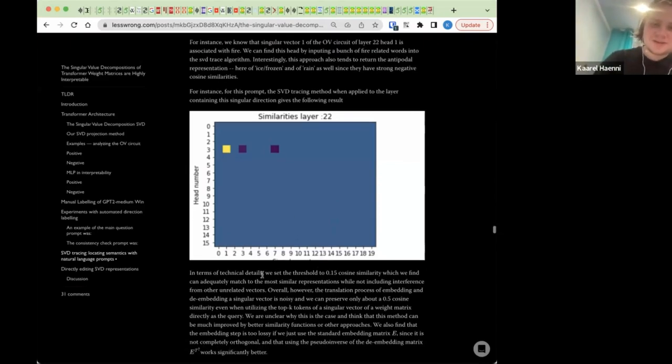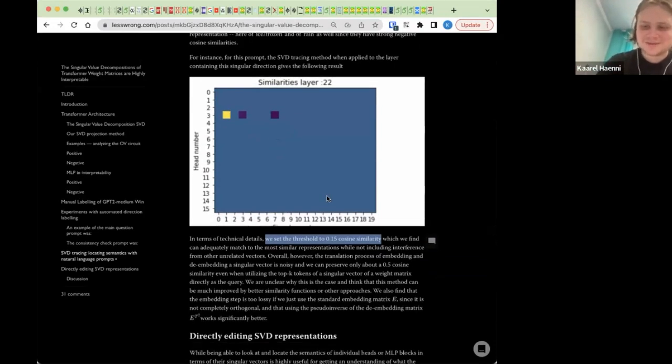They don't quite explain. They say that they set the threshold to 0.15. So maybe everything which has this uniform shade here is just less than 0.15 in absolute value of the cosine of the angle. In which case, the plot itself is not that strong evidence that there's something crisp going on here, where some singular vectors really care about this direction and some don't care at all. Maybe they just plotted it this way. I guess it's unfortunate they don't explain how they generated this plot.